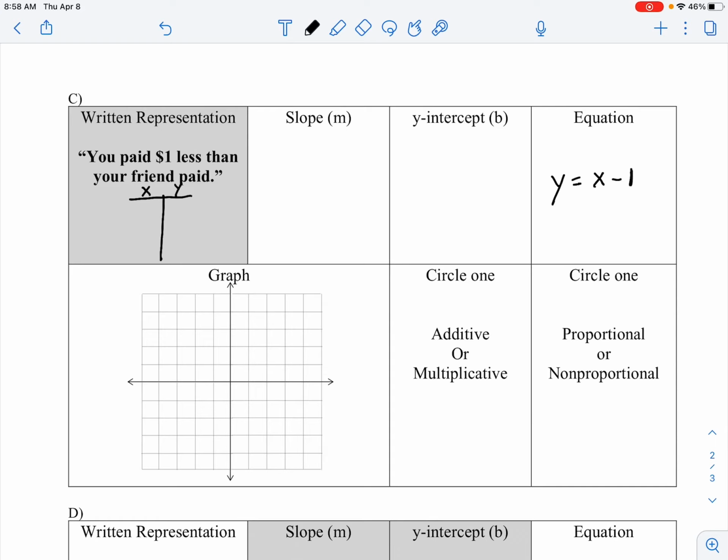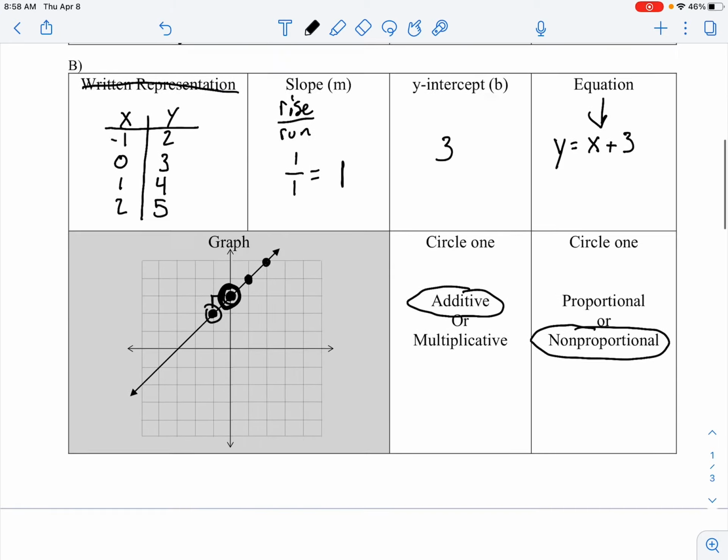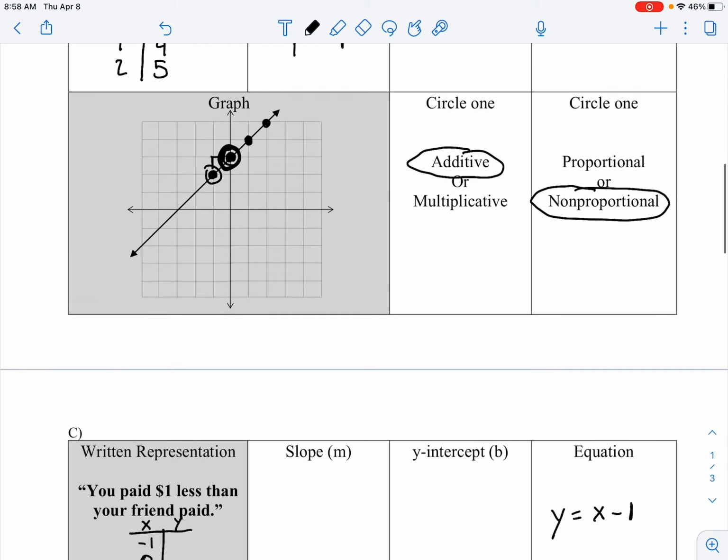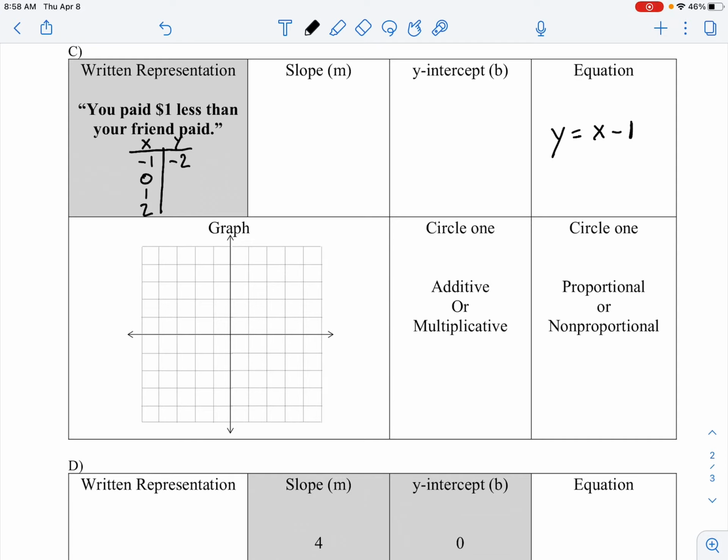So now let's go ahead and build our table. We're going to pick some x's and find out what the y's are. So let's go -1, 0, 1, and 2. Easy ones to deal with. Plugging in, -1 minus 1 will give me -2. 0 minus 1 will give me -1. 1 minus 1 will give me 0. And 2 minus 1 will give me 1.